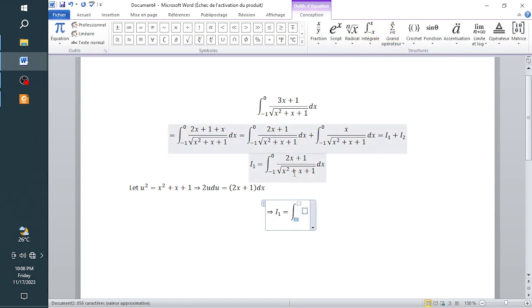So when x is equal to -1, our u squared, for example, is equal to (-1) squared, 1 plus 1 is 2, plus 1 is 3. So our u squared is equal to 3. So u is plus or minus the square root of 3. I'm just going to take plus the square root of 3. I'm going to explain that later.